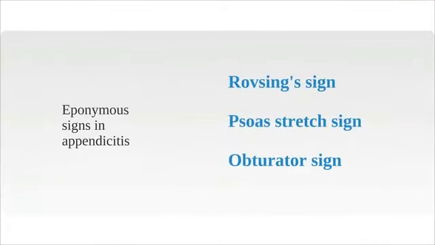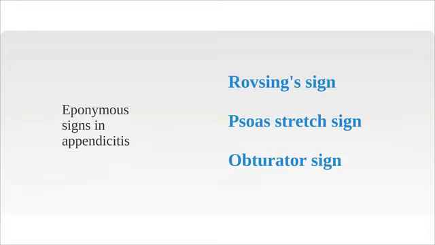There are a couple of eponymous signs in acute appendicitis that it is useful to know about. These include Rovsing's sign, the psoas stretch sign, and the obturator sign. In Rovsing's sign, palpation in the left iliac fossa causes maximal pain in the right iliac fossa.